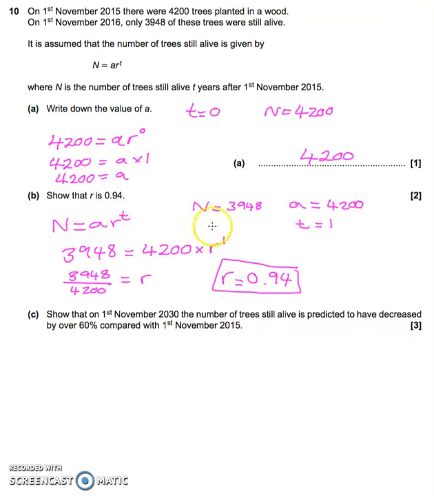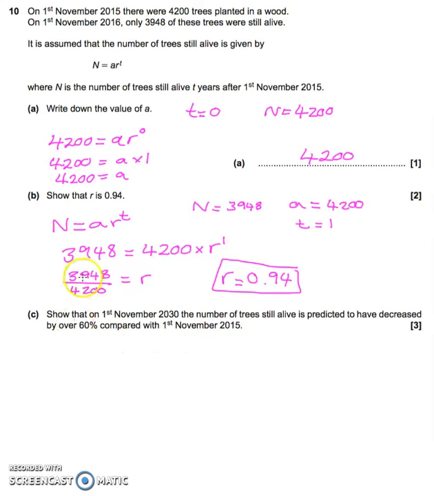Part C says show that on the 1st November 2030, which is 15 years after the original date that we're given, the number of trees still alive is predicted to have decreased by over 60% compared with the 1st of November 2015. So 3 marks available for this question. You've got to be thinking about, now we've been given all the numbers in part A and part B that we need to use.